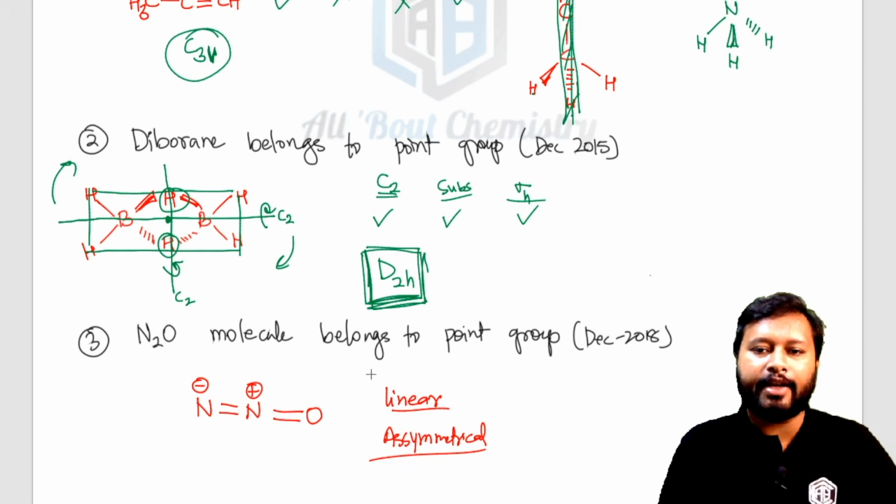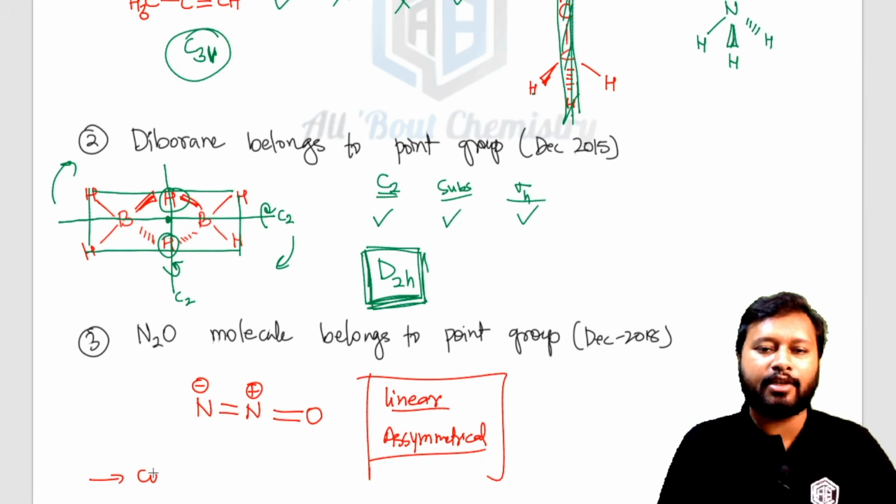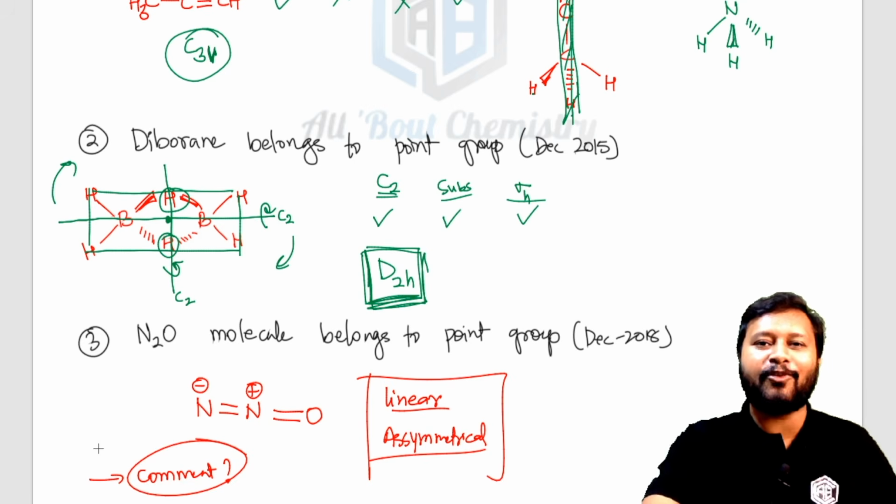So linear and asymmetrical, I already told you in that trick initially. What will be the point group for this? Tell me in the comment section what the point group for this will be. This is homework for you.